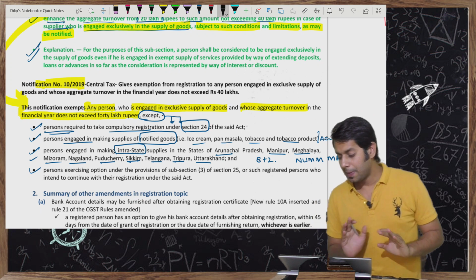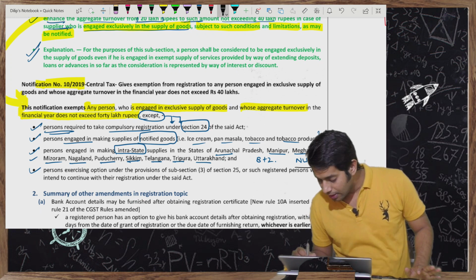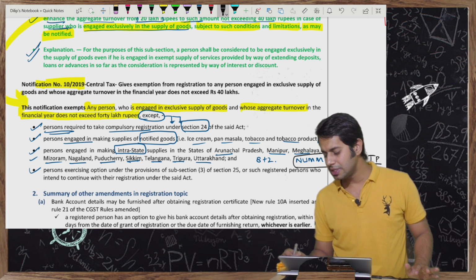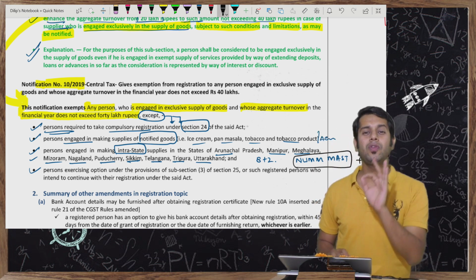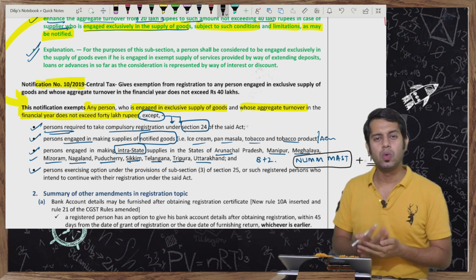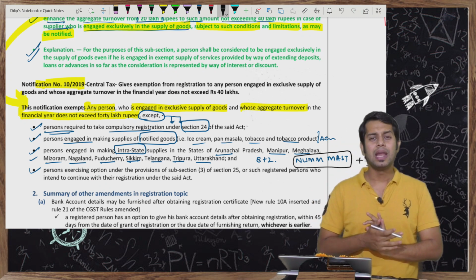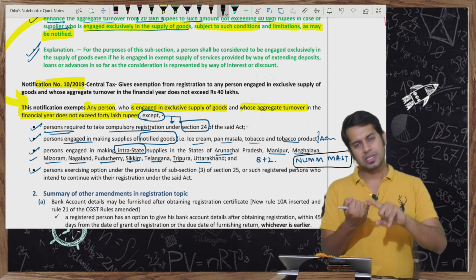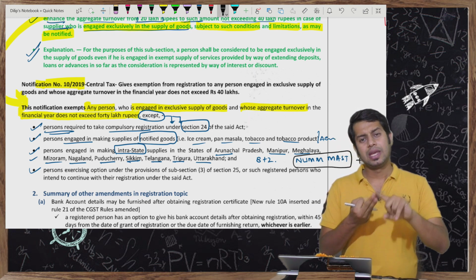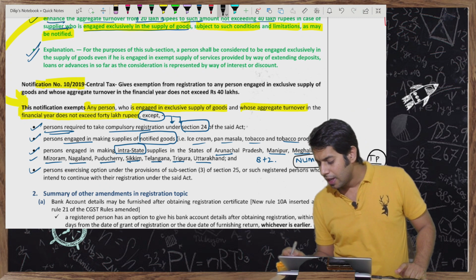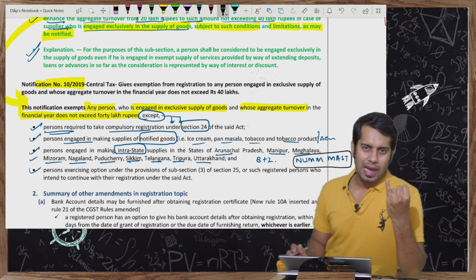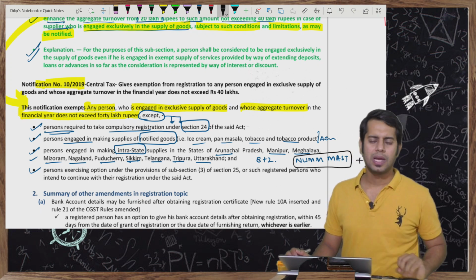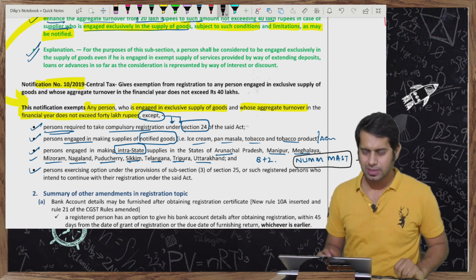Num must, sir, num must hai. So that num must plus 2 more states, which is TP. So if you are a person who is selling goods in num must TP. Num must TP means what, sir? Nagaland, Uttarakhand, Manipur, Meghalaya, Mizoram, Arunachal Pradesh, Sikkim, Tripura. And what is TP, sir? Telangana and Puducherry. If you are doing business in these particular states, then you cannot opt for this 40 lakhs turnover.